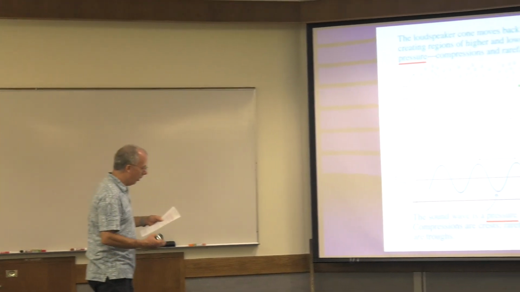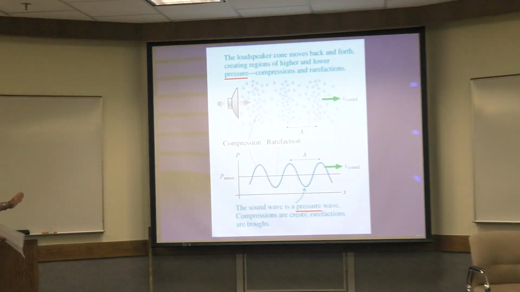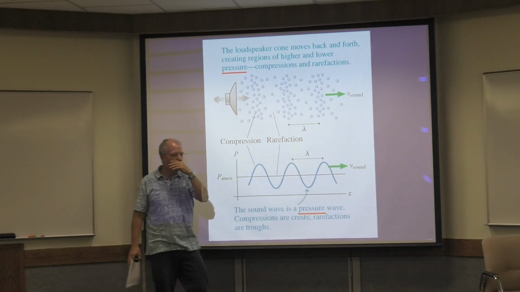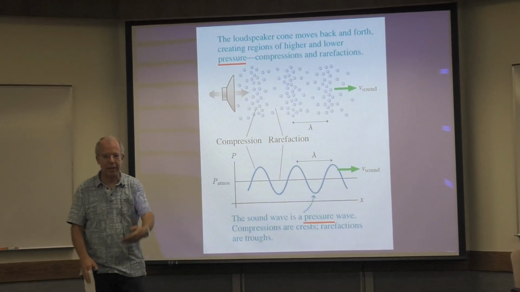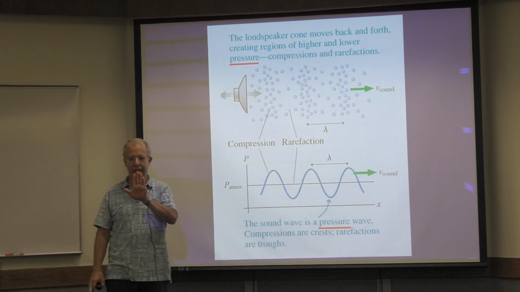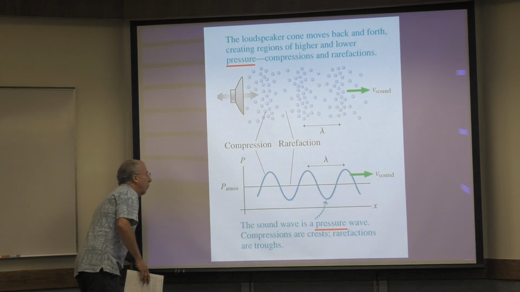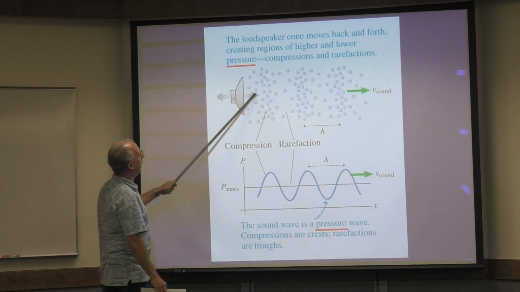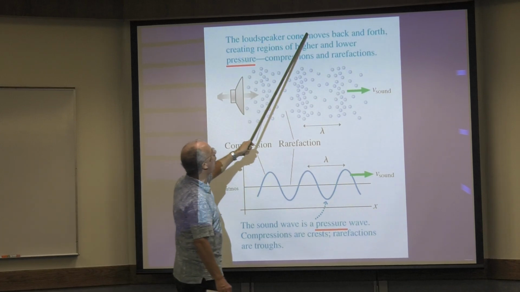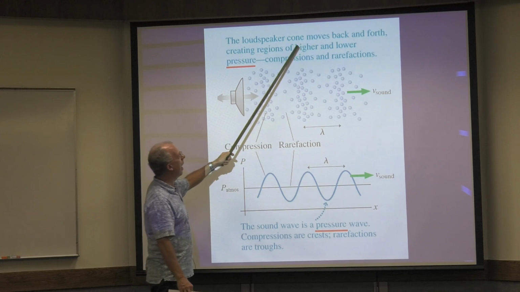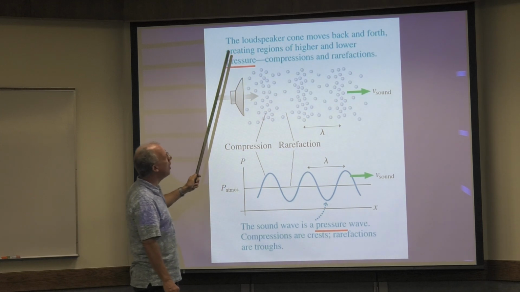Okay, so here you go. So this is a sound wave. How do you make a sound wave with a speaker? If you have a speaker at home, like old-fashioned big speakers, you take the cover off. All you're going to see is that it just goes back and forth, back and forth, back and forth, you know? And so this is how it works. So the speaker goes back and forth. So this loudspeaker cone moves back and forth, creating regions of higher and lower pressure.